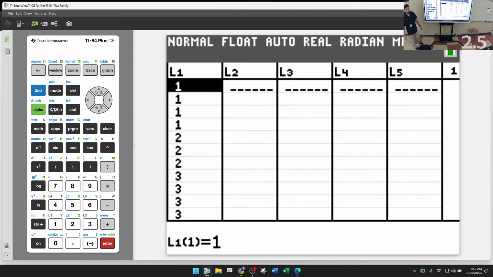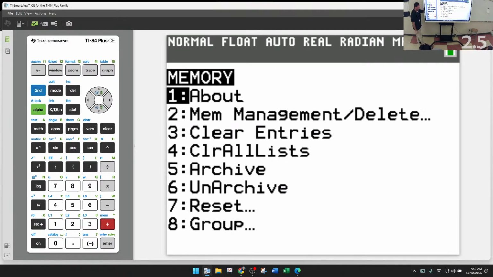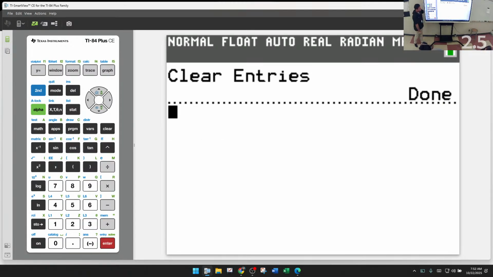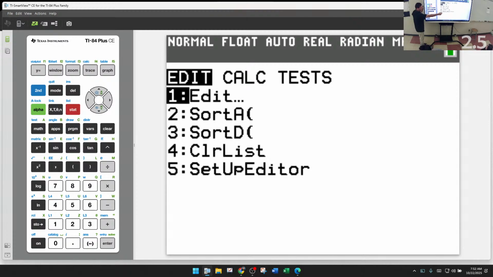And I have stuff in my stat edit. I like to clear that. Here is the easiest way to clear it. Second, plus sign, clear all lists, 3. Enter. It didn't go. Done. That clears 1, 2, 3, 4, 5, and 6. And remember, if you don't see 1, 2, 3, 4, 5, 6, go to stat, set up editor. You really don't care if you don't see 3, 4, 5, or 6. You've just got to see 1 and 2.